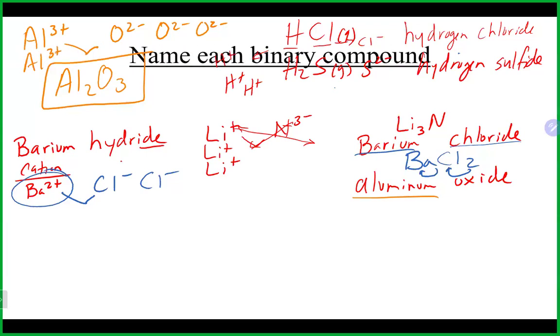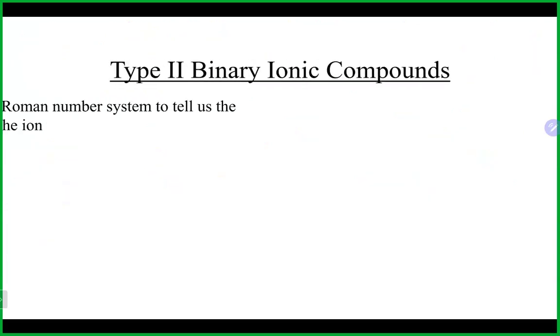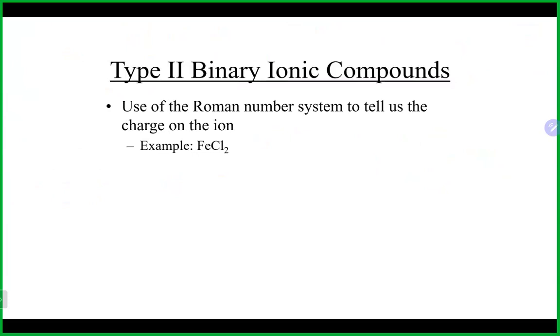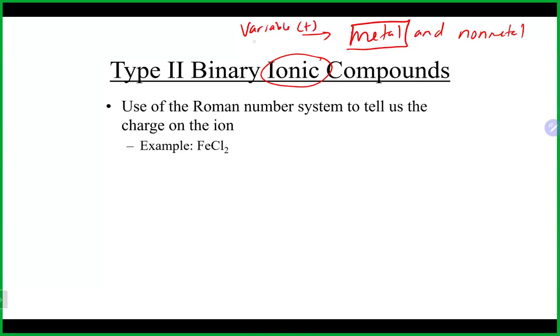All right, then that means that if we did type 1, there must be type 2. So let's talk about type 2 and the major difference here. So type 2 is still ionic, which means it is still a metal and a nonmetal together. And still, it is the metal that is the most important thing here. And in this case, we're going to have a metal that has a variable positive charge. So these are our transition metals.